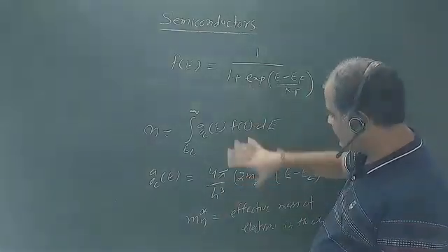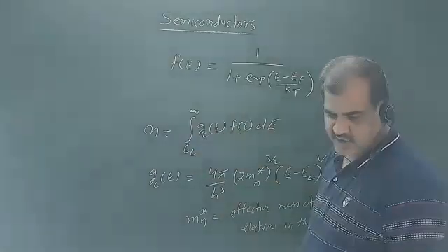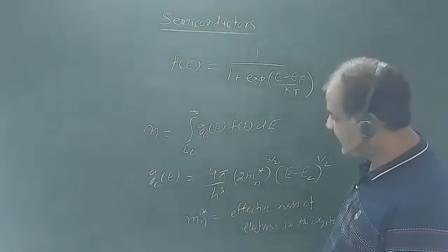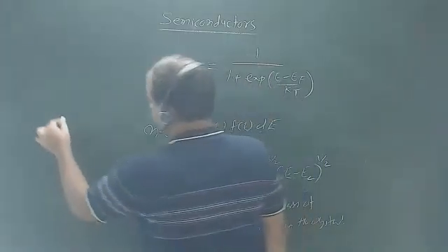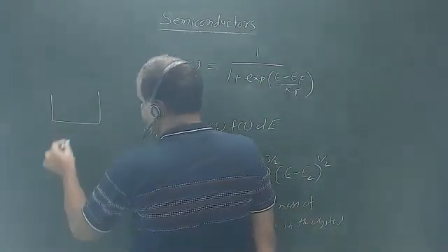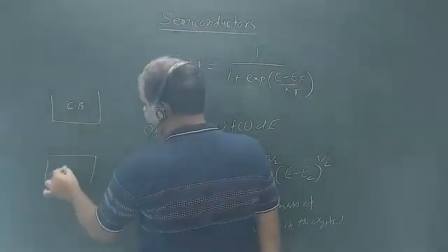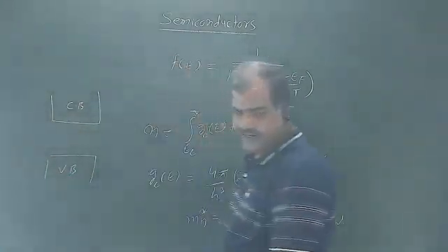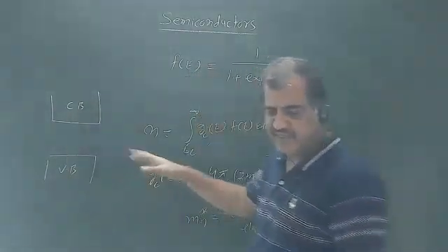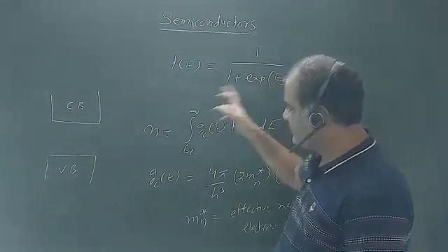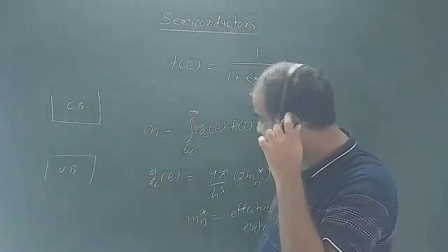Now I want to use this expression as well as the density of states expression together, and integrate to calculate the concentration of electrons in the conduction band. For that I need to simplify this expression. This is my conduction band, this is my valence band, and my Fermi level is somewhere in between them.